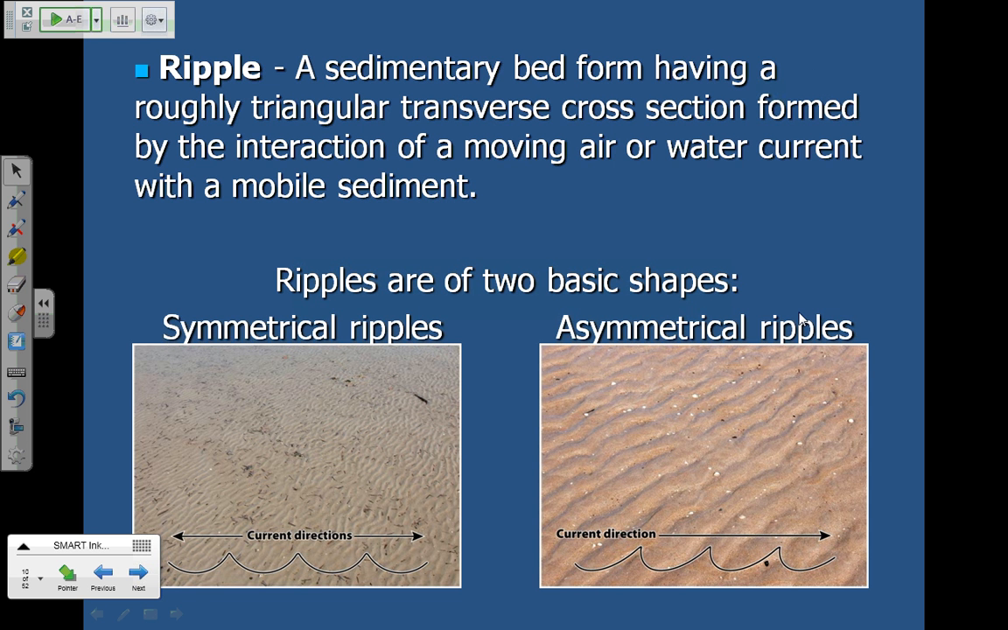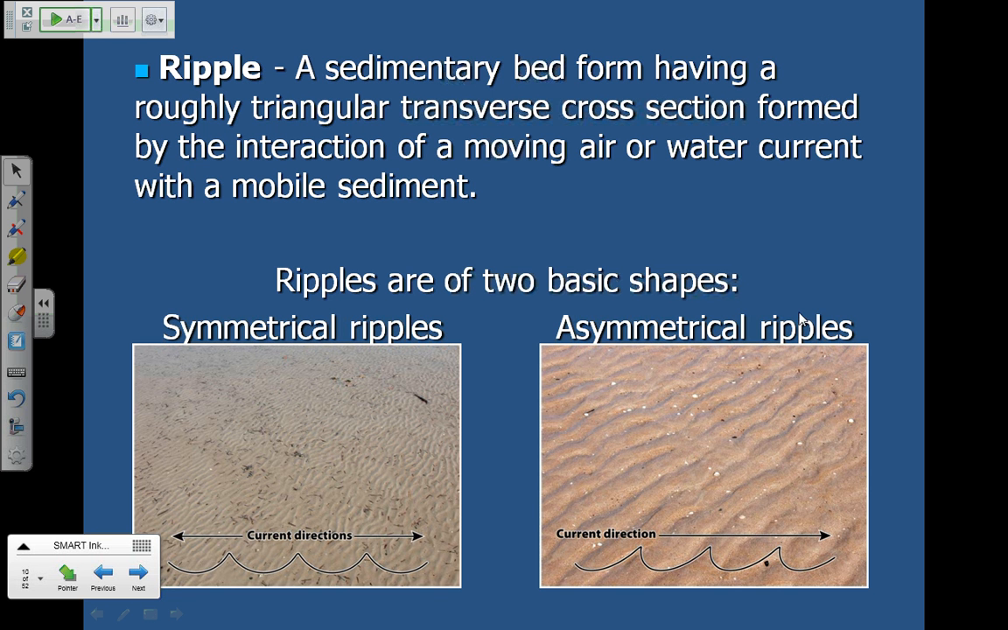Okay, ripple marks. Ripples are very, very diagnostic. We have two kinds, symmetrical ripples and asymmetrical. Now, what this indicates is direction of flow of current. And that can be very, very important if we're trying to figure out what kind of environment we're in.